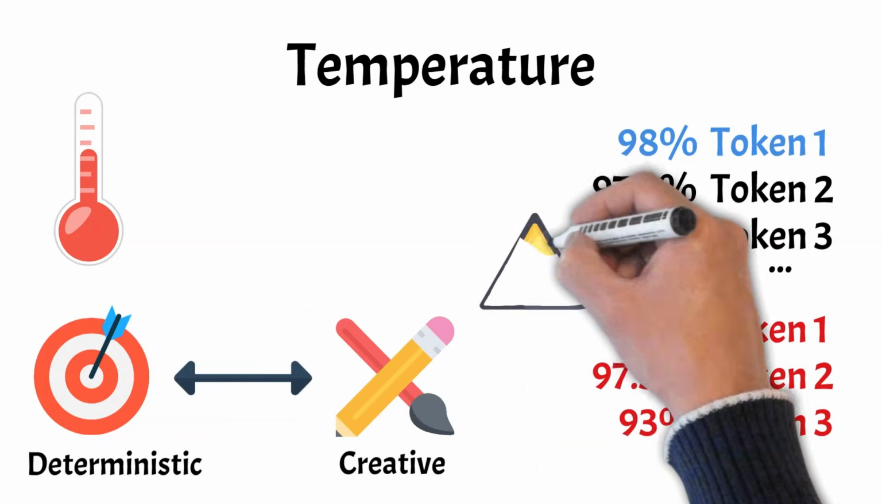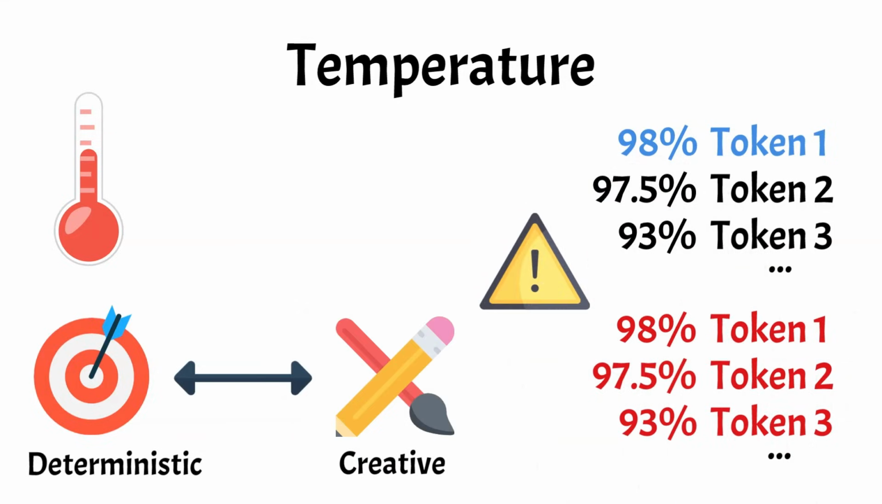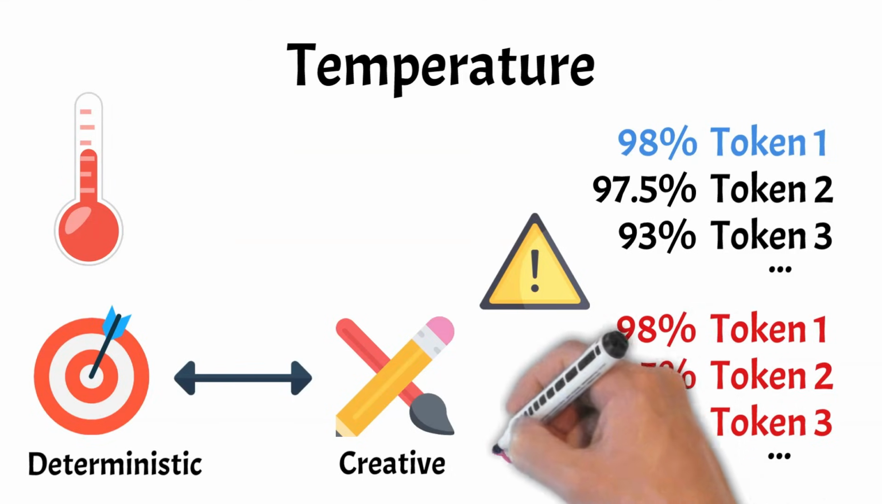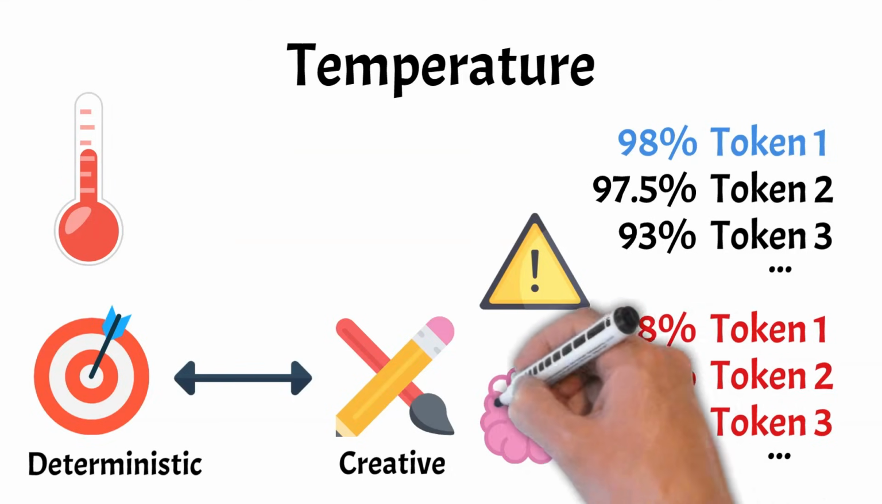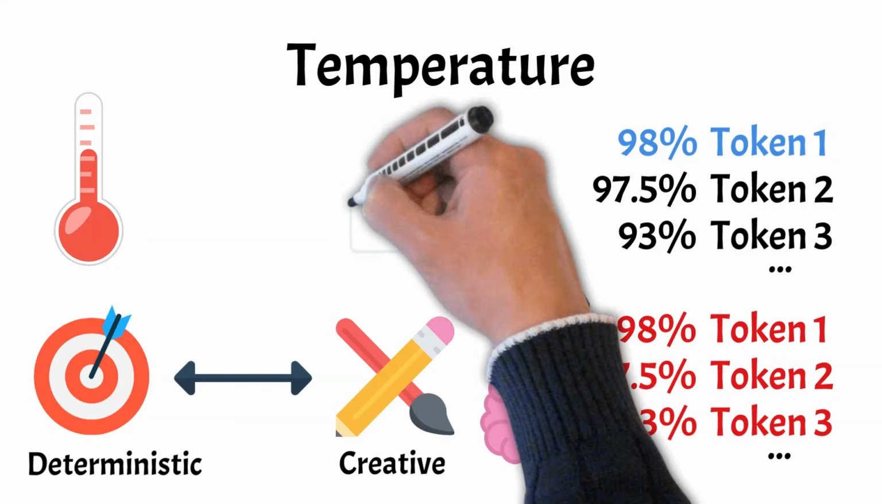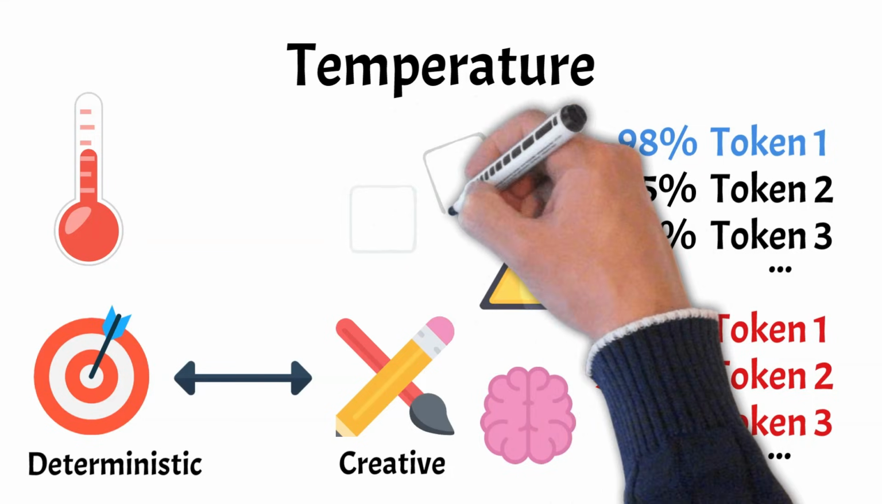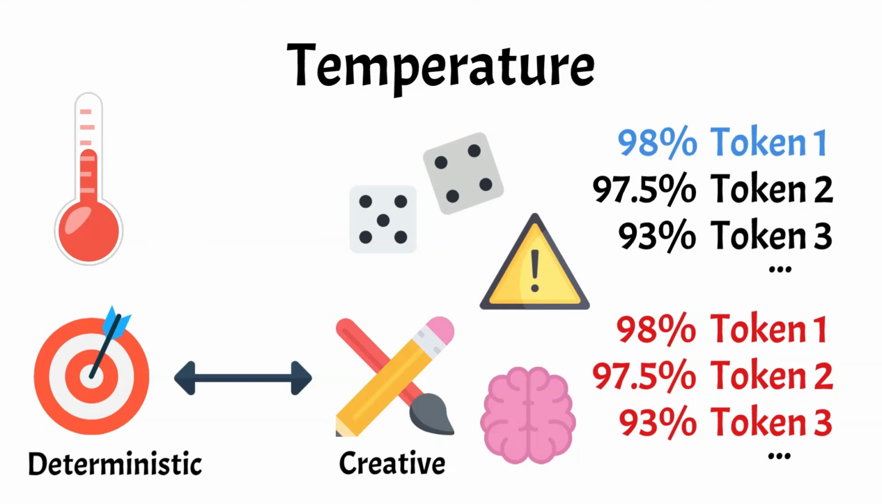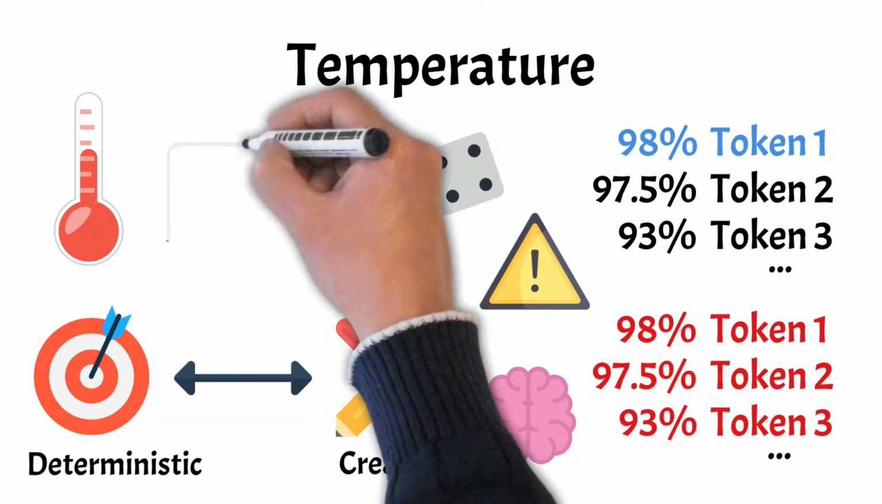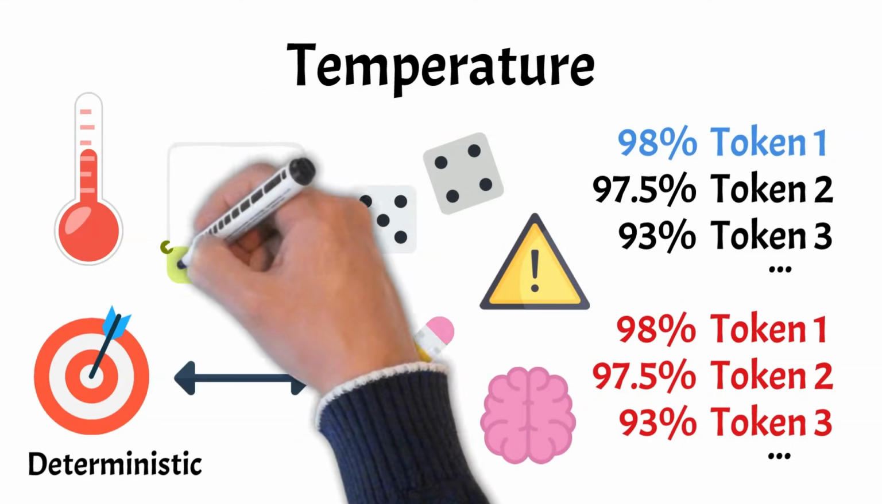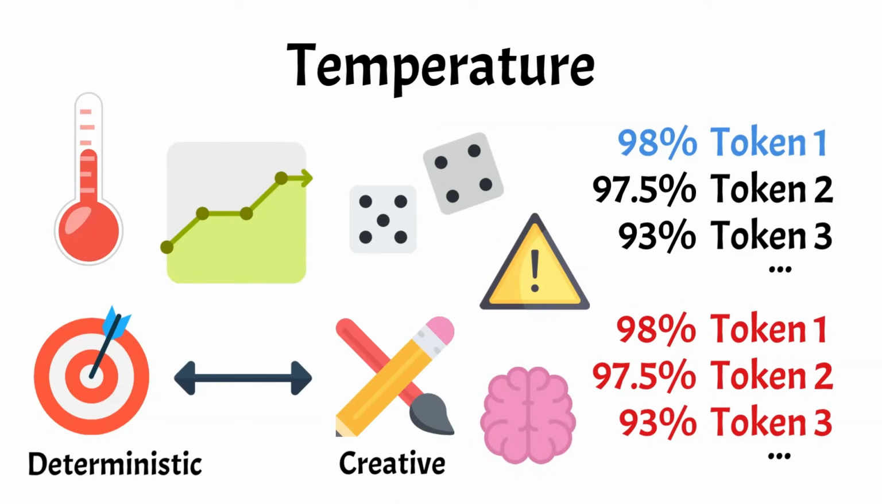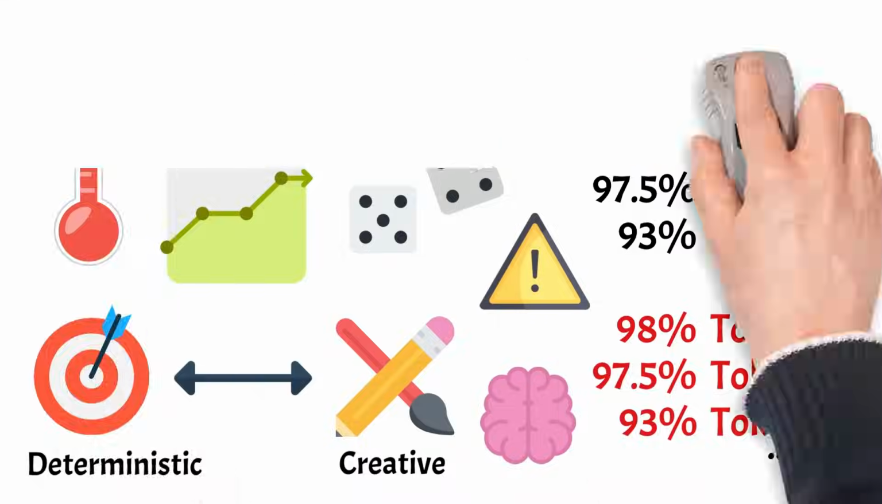A common misconception is that temperature affects the model's intelligence, accuracy, or reasoning. It doesn't. The underlying model stays exactly the same. Temperature only changes the sampling behavior, how strictly or loosely the model follows the highest probability token path. In essence, temperature adjusts the balance between predictability and variety, not the model's capabilities.